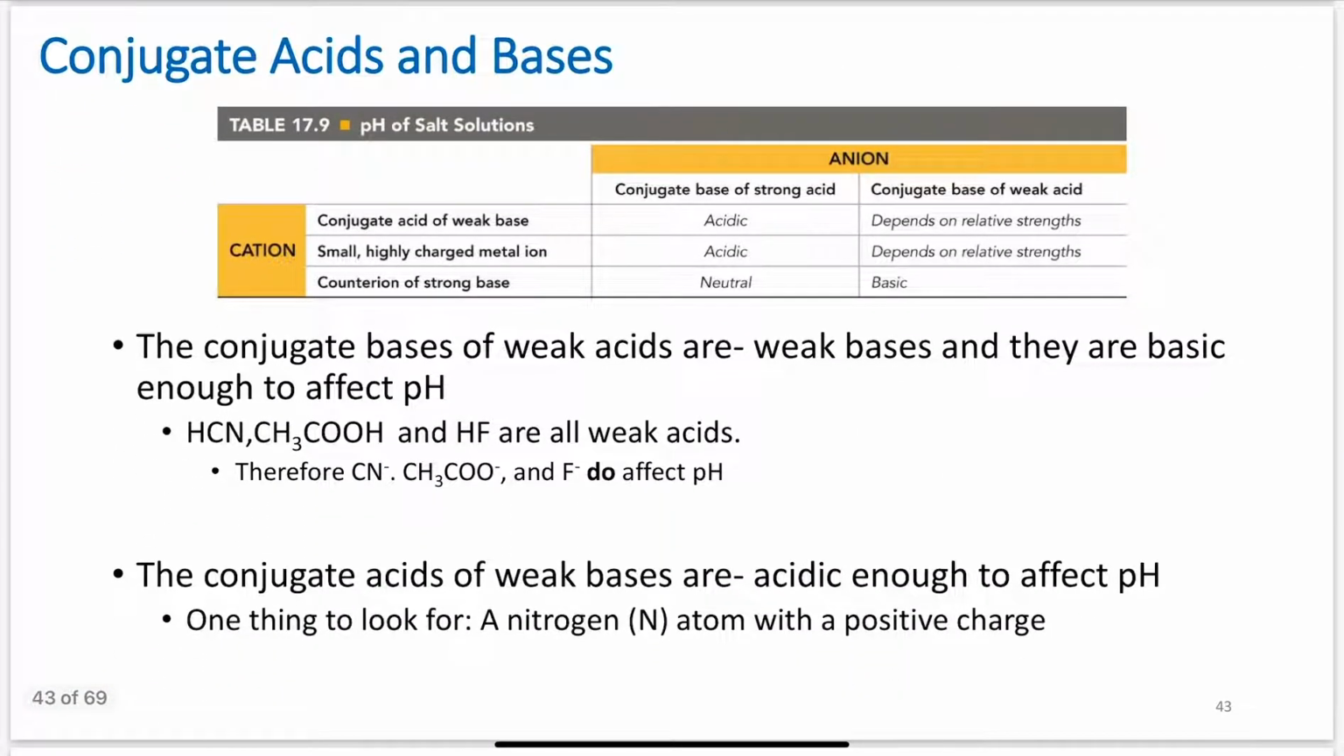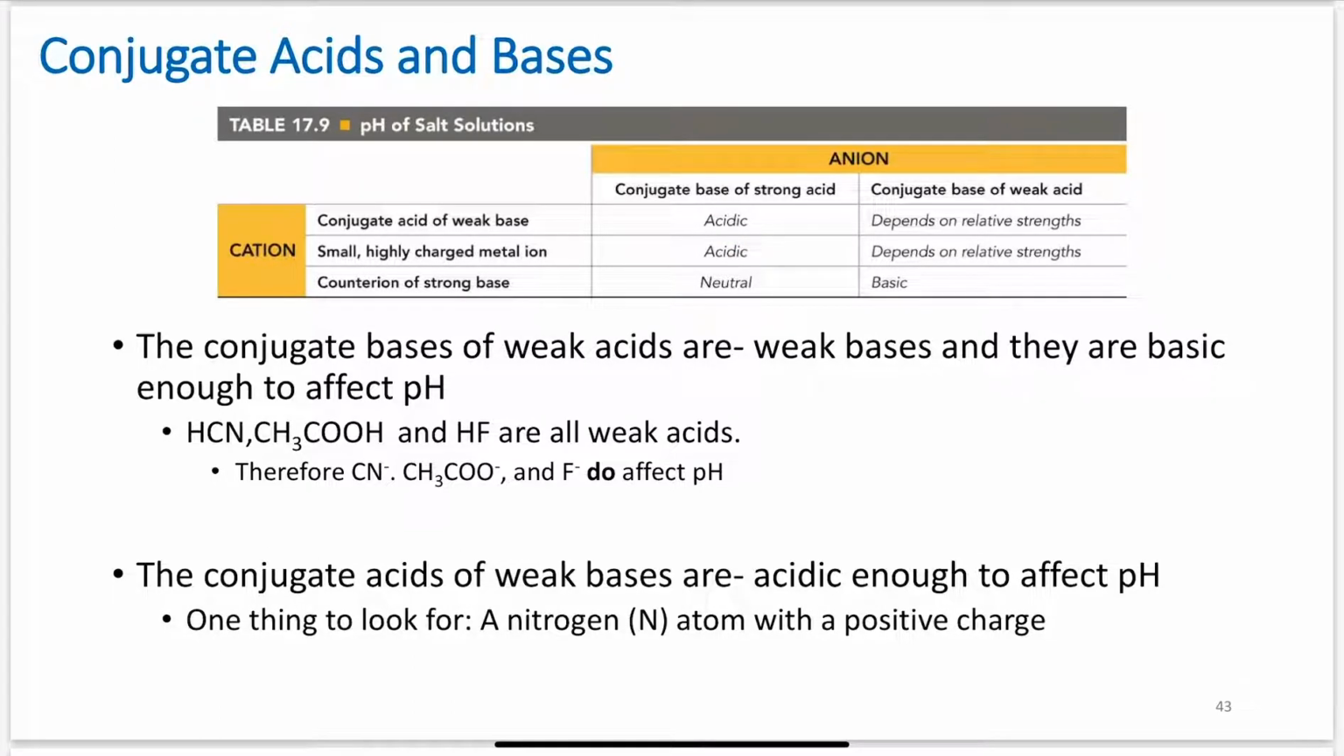So conjugate acids and bases. Again, the conjugate acid of a weak base is acidic. The conjugate base of a weak acid depends on the relative strengths. You can look at this table and see how it's going to behave. If you're looking at the cation, it is the conjugate acid of a weak base. The conjugate base of a strong acid is not acidic. The conjugate base of a weak acid depends on the strength. So look through this table. It's a nice little summary slide.